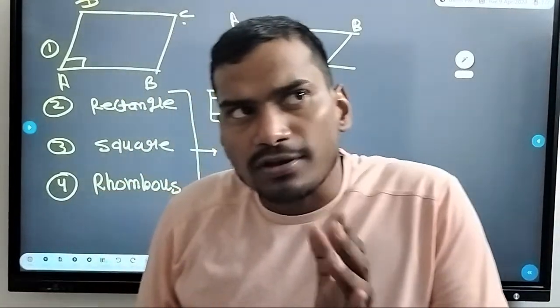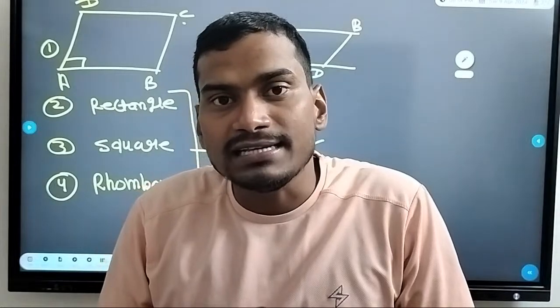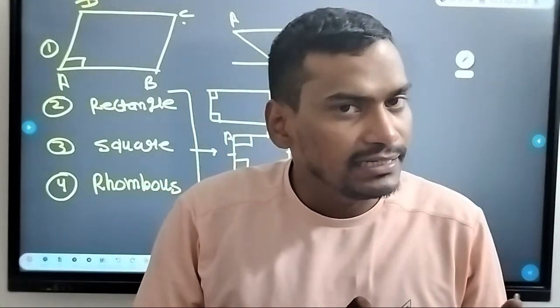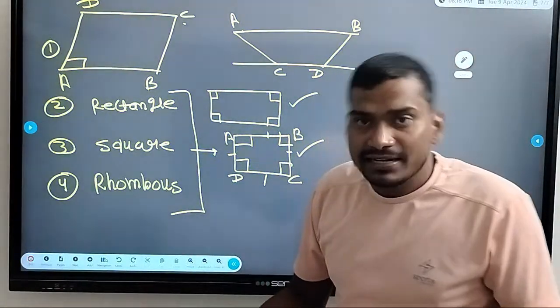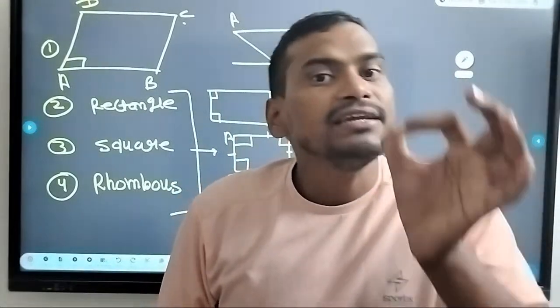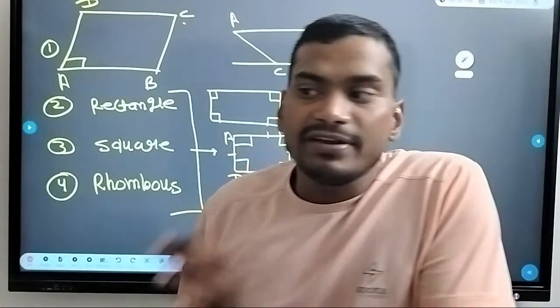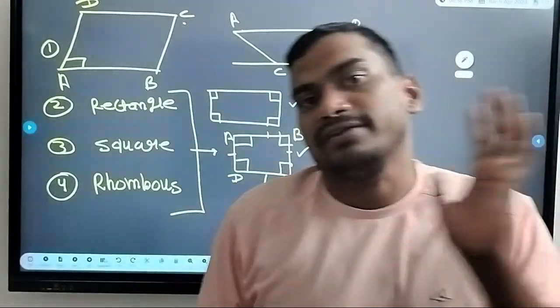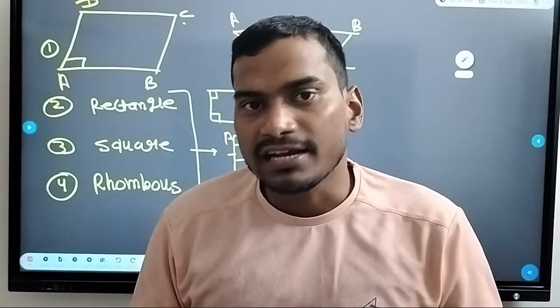Okay, they are asking whether all squares are rectangles or not. The basic property of a rectangle is that every angle is 90 degrees. Yes, in every square every angle is 90 degrees. So we can easily say every square is a rectangle, but every rectangle is not a square. Clear? Clear to all?